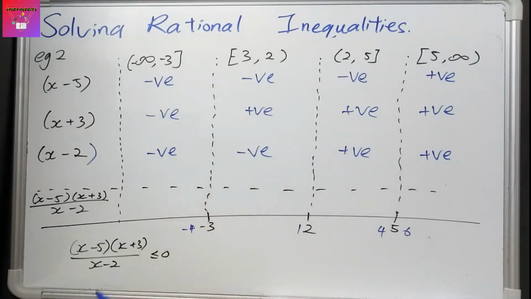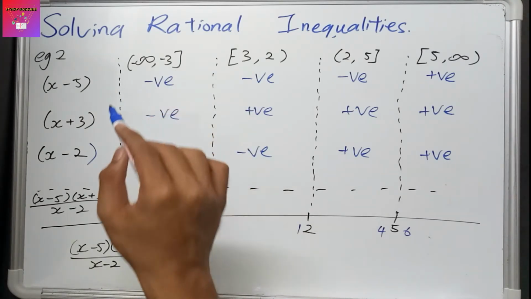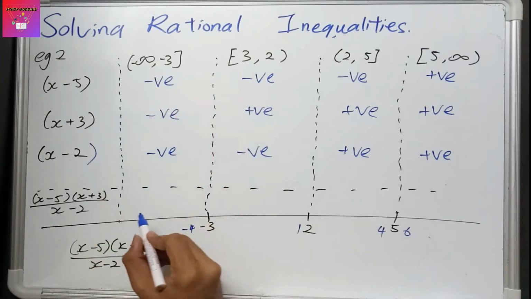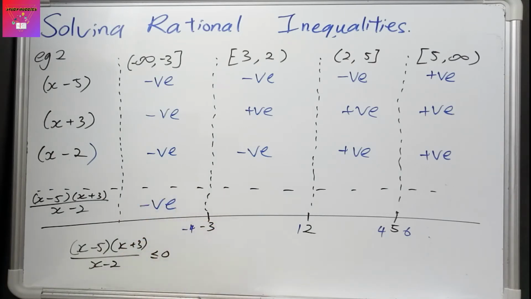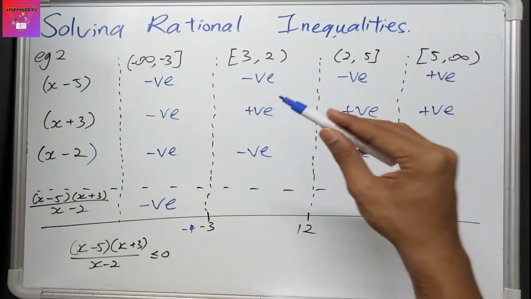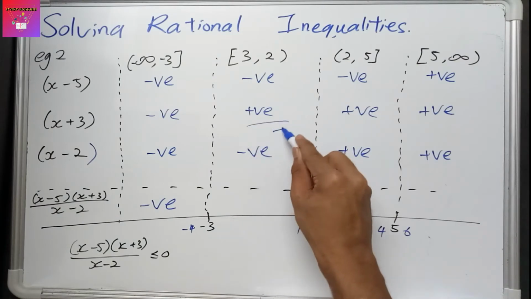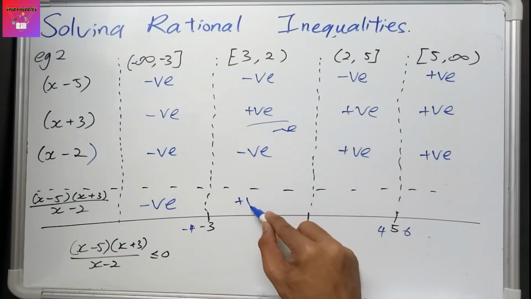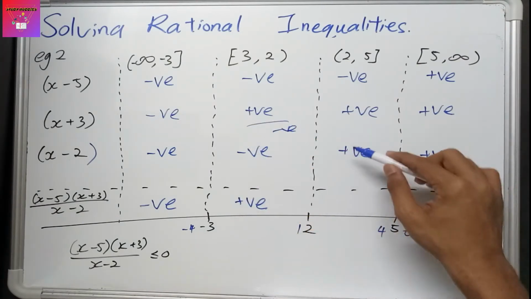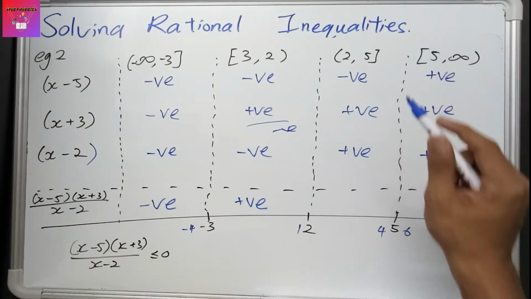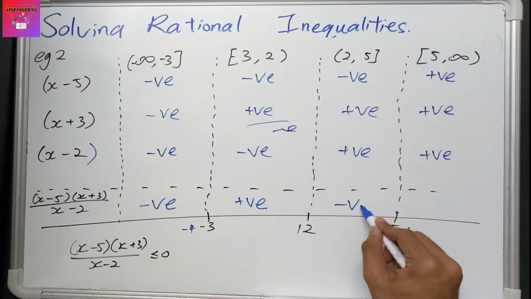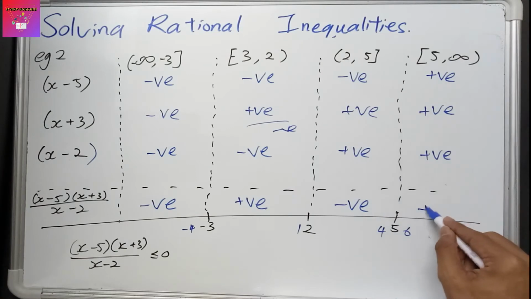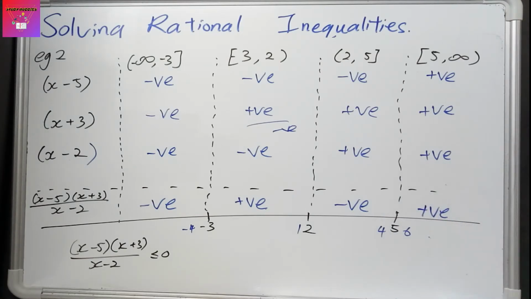So let's multiply each other. Negative times negative, positive. Positive times negative is a negative value. So negative value times positive value is going to give a negative value. Negative times negative, this is a positive one. So positive times negative, it's going to give a negative value again. And lastly, all positive, and therefore we are going to get a positive value.